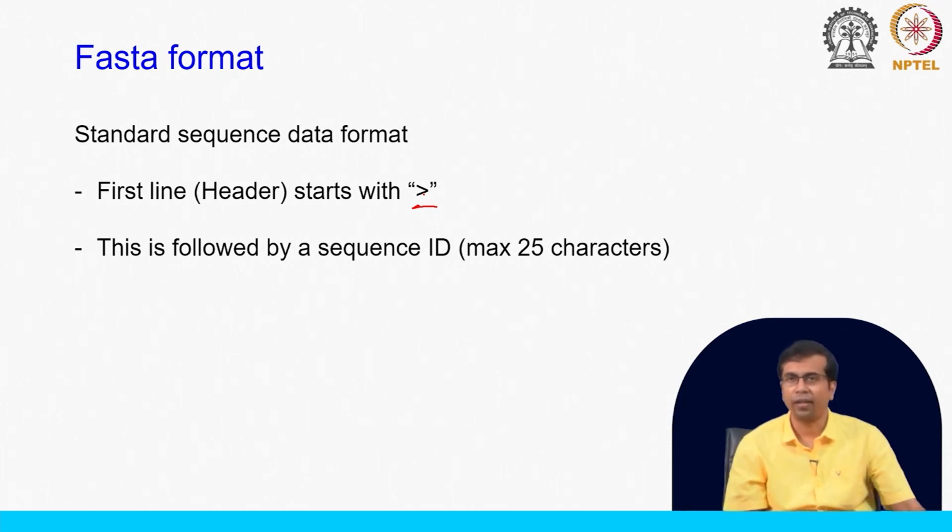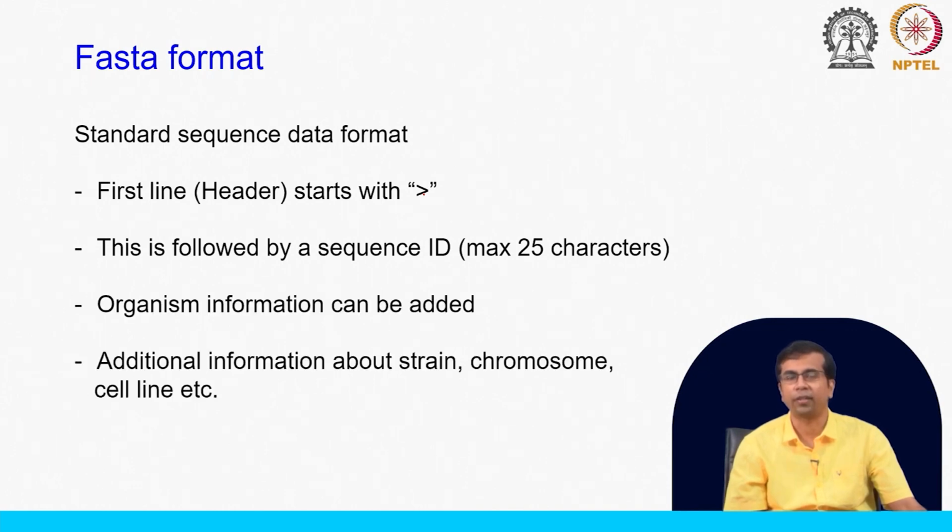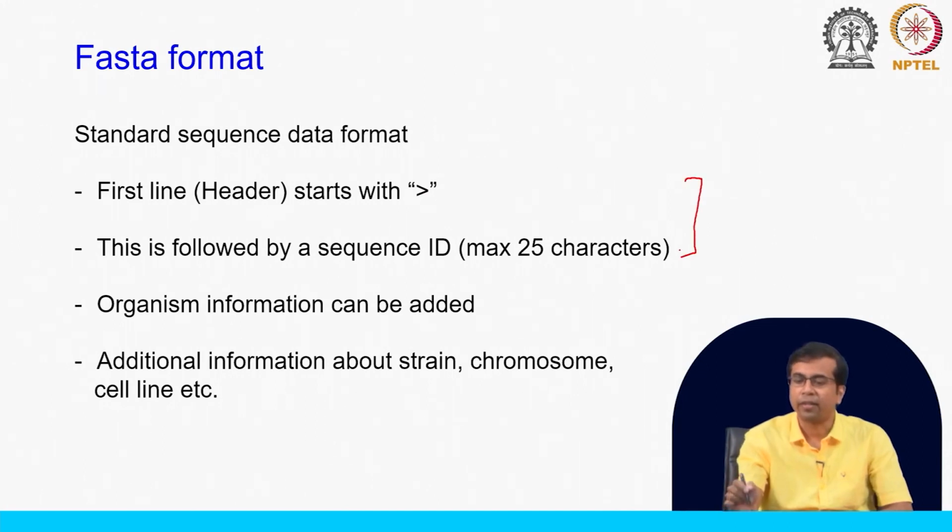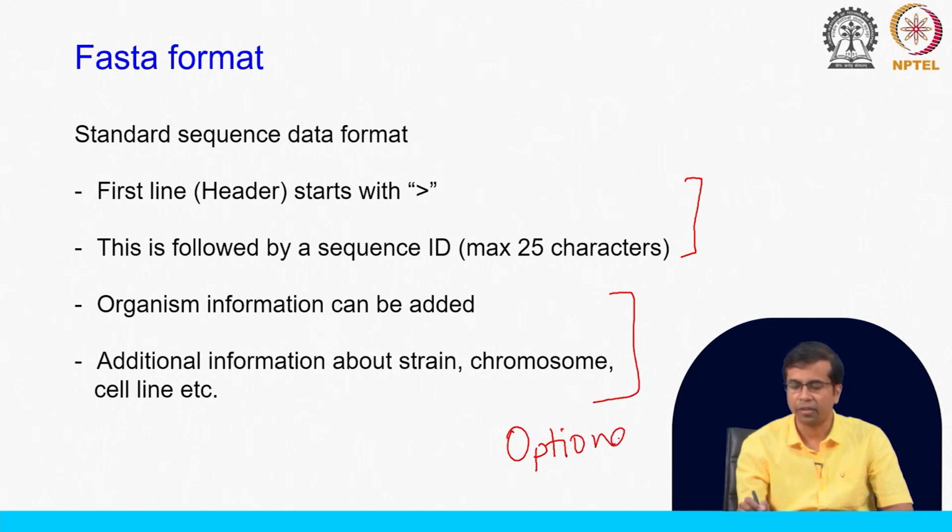It could be anything that you want to put there, something that will identify your sequence. These first two parts are mandatory. These two things would have to be there. The next parts, the organism information, the additional information about strain, chromosome, cell line, etc., or if you want to put something like gene information, those could be there. These are optional parts. In some cases you will find this information, but you will always have the header line with the greater than sign followed by the sequence ID.